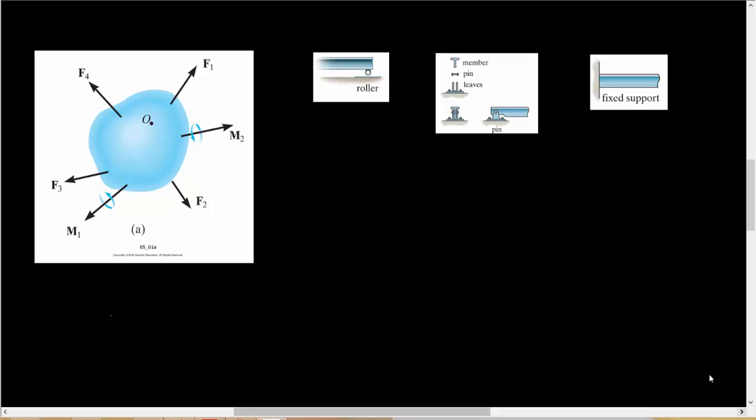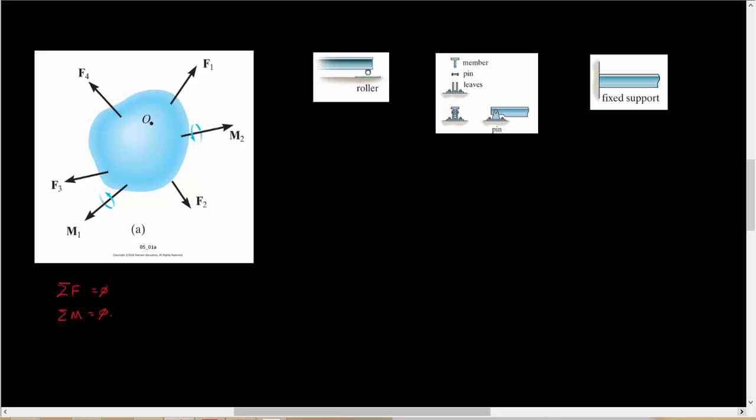So we have a picture from the book, and it's a rigid body. What we have are a bunch of forces and a bunch of moments acting externally on the object. If the object is not moving, if it's static, we could say that the sum of all of our forces is equal to 0, and the sum of all of our moments is equal to 0, meaning that they're pretty much canceling each other out so that it's not moving.